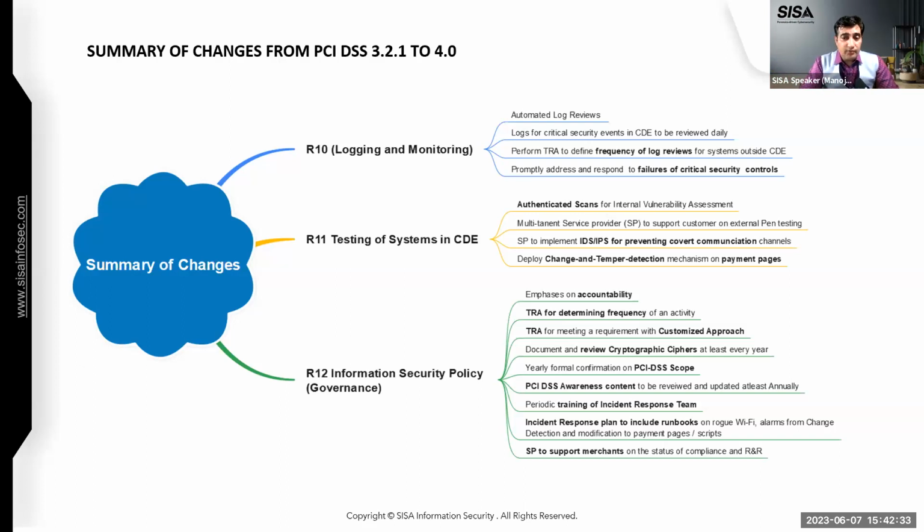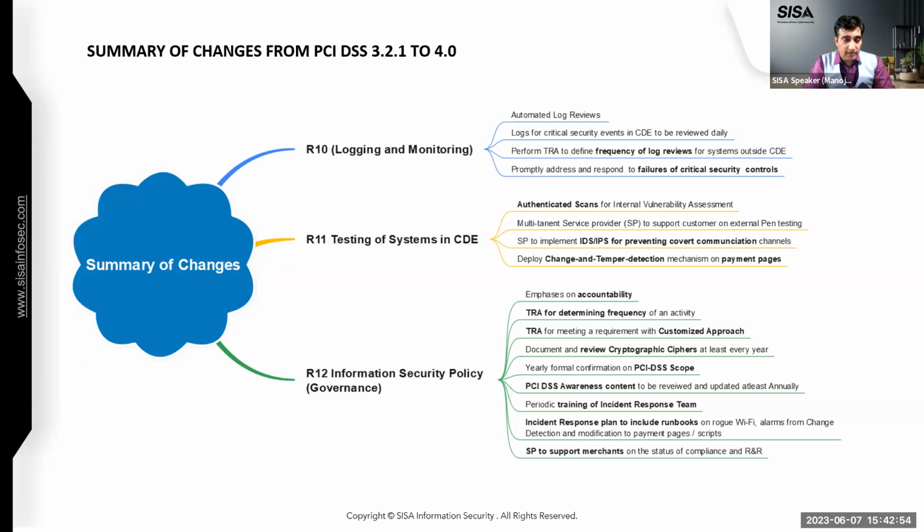Then, deploying change and tamper detection on payment pages. Many times it happens that headers are changed by the attackers and all of that. There have been incidents in the past 3 years, and that is why PCI DSS has come up with this particular change. Requirement number 12 is all focused on governance.